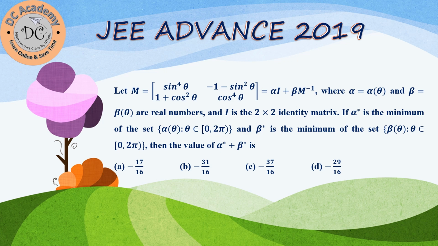Now, first we have to find the alpha and beta values, or functions, and then we have to find the minimum values, which are given as alpha star and beta star. So let's go ahead and solve this problem step by step. Let's go ahead.